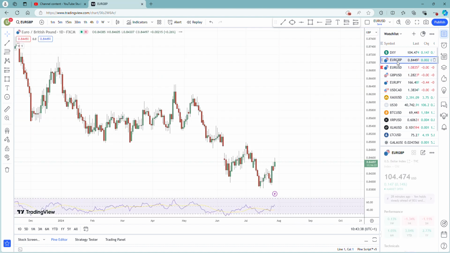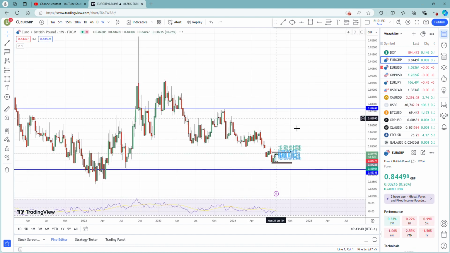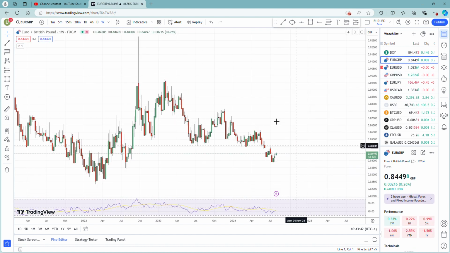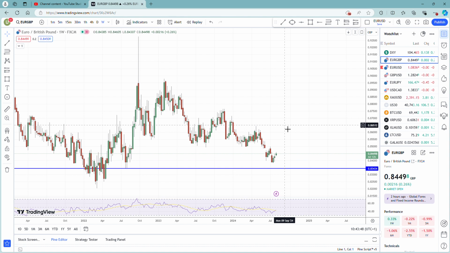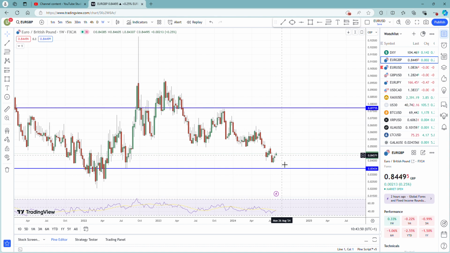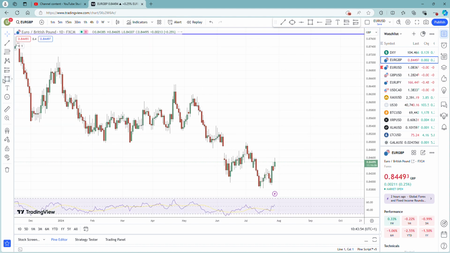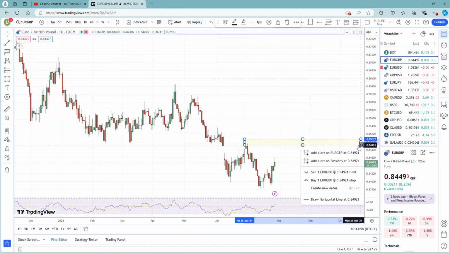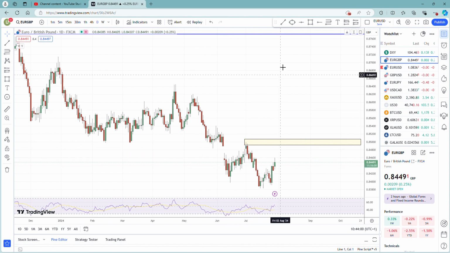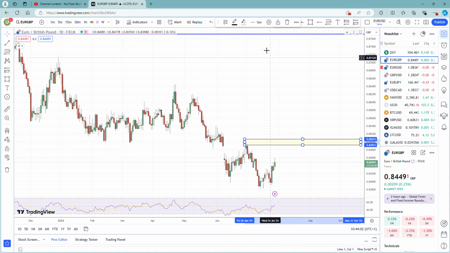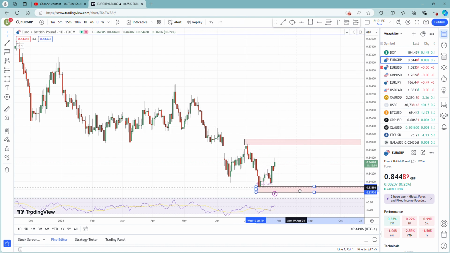So if we go to EURJPY next, start on the weekly. Here's your support. Here's your resistance. If you go to the daily, here is a daily resistance where it's formed a lower high. And here's a daily support.